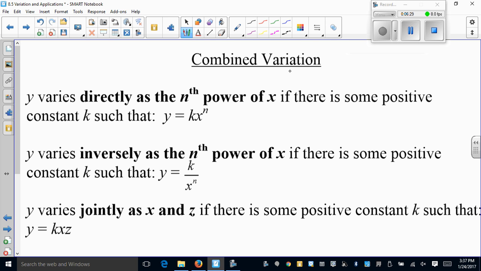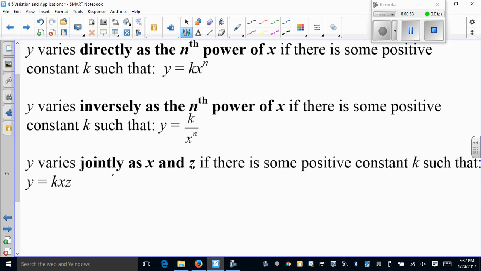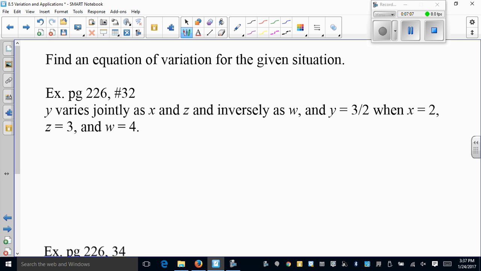Okay, combined variations. Now they're going to start looking at more than one thing. One varies directly, which means multiply, as the nth power of x. There it is. y varies directly, so multiplication, as the nth power of x, x to the nth power. Inversely, as the nth power, k over x to the n. Or you might have something like this: y varies jointly as x and z. So jointly is the same as directly, you're multiplying. We only have a couple examples, so I'm going to do one in the video, and then we'll do the other one in class.